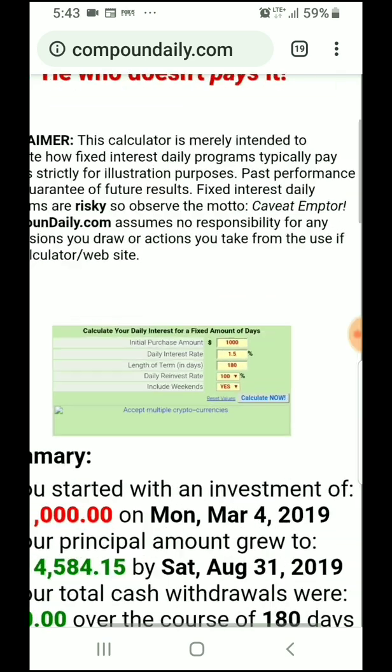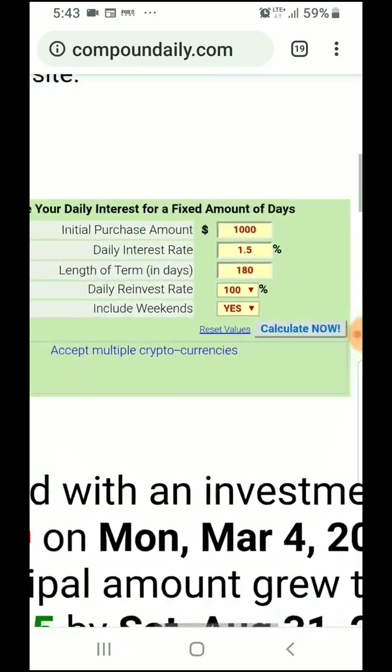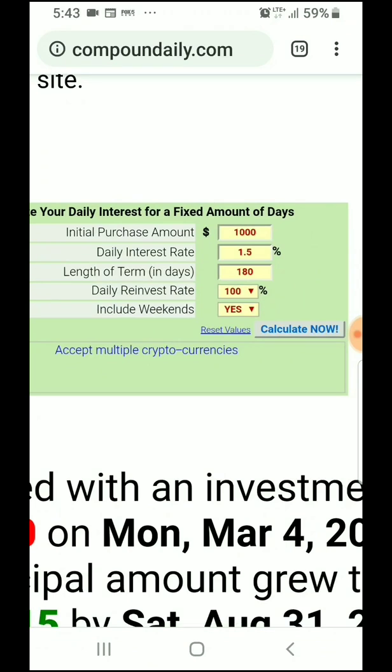So I'm just going to put $1,000 right here, just so you can see, and I'm going to leave it at 1.5%, which will be the average between 1 and 2%.